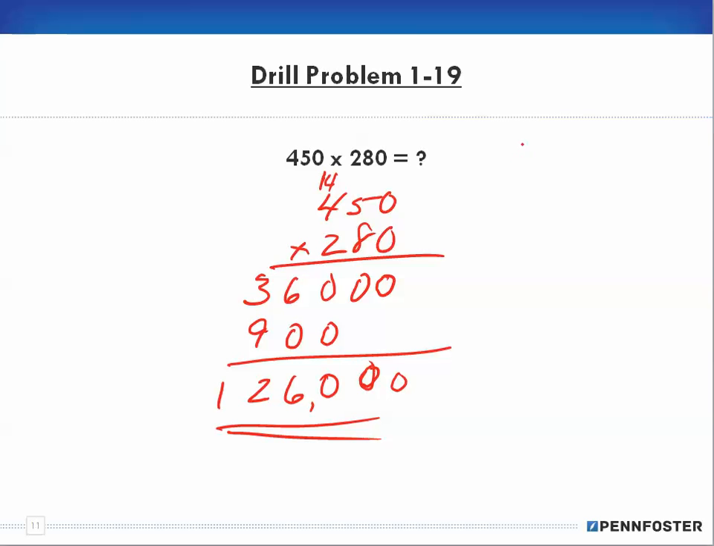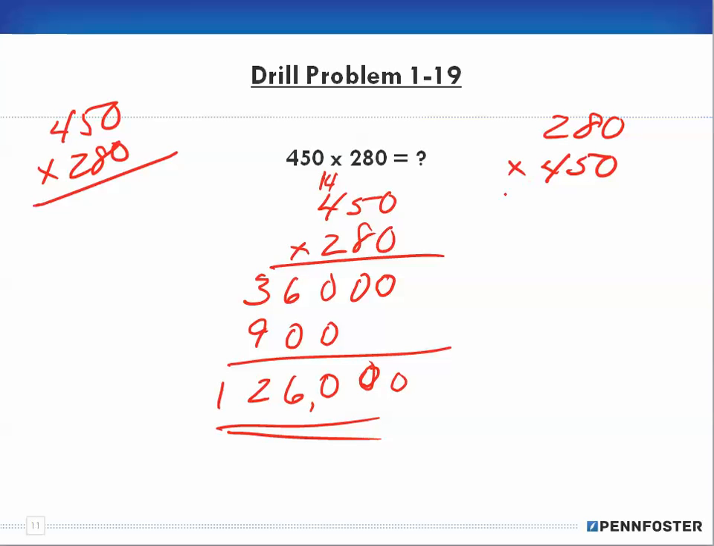When you're doing multiplication, it doesn't matter which way you do it. I could have done it as 540 times 280, or I could have done it 280 times 450, right? But all right, I'll work it out real quick here. 0, 0, 5 times 0 is 0. 5 times 8 is 40. So that's 4. 5 times 2 is 10, plus 4 is 14.